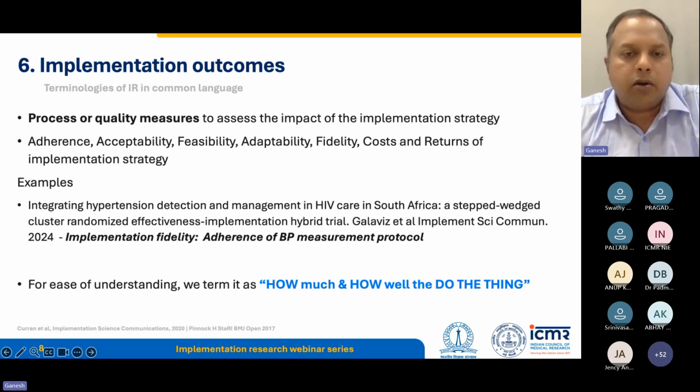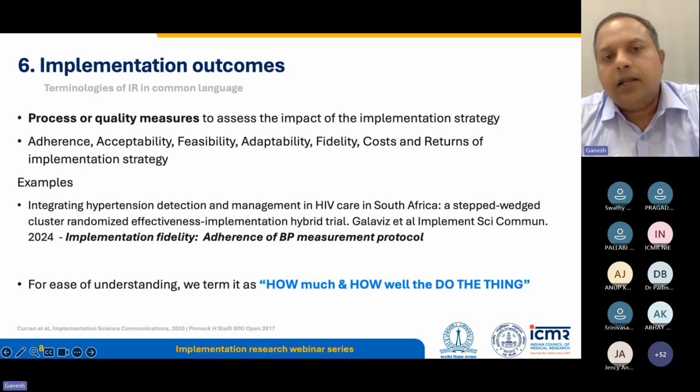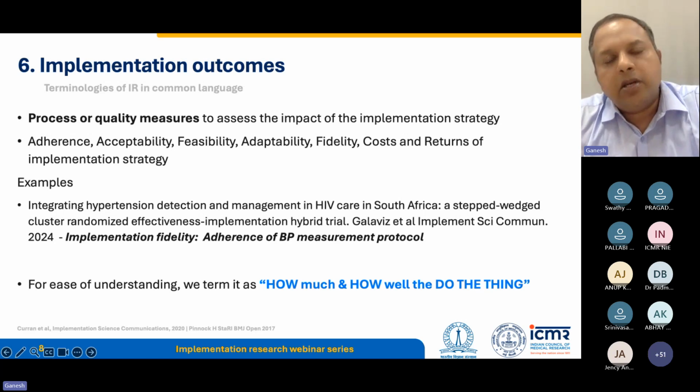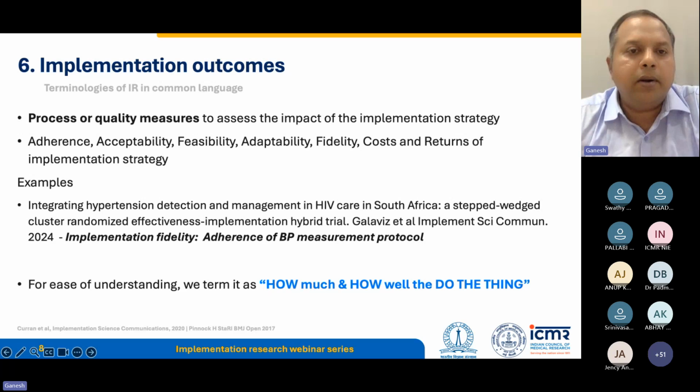BP measurement protocol. What is the compliance of the patients on hypertension treatment? What is the acceptability among the healthcare providers in the HIV clinic in measuring the blood pressure? All these things are implementation outcomes, which actually decide the success of the program.